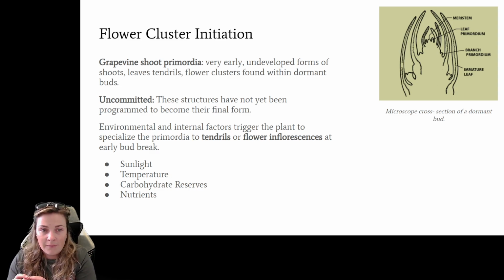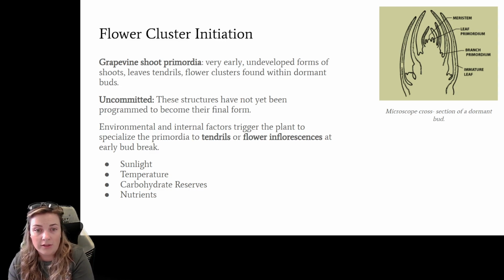They call it uncommitted. So these are structures that have not yet been programmed for their final form, and it could be programmed to be tendrils or flowers. So it's either one of those gripping hands that helps climb, or it's a flower inflorescence, which will become the grape cluster itself, right?